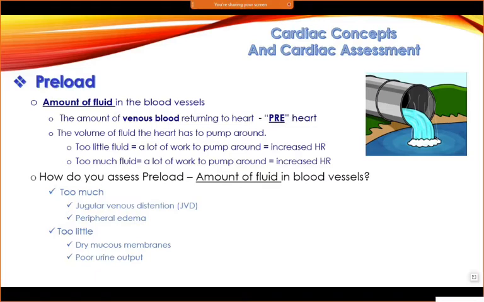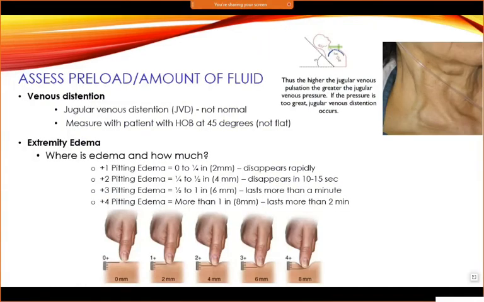So some concepts on preload. Preload is the amount of volume circulating around in the system. In case you don't know anything about venous distension or extremity edema, just refresh your assessments, because these are our preload assessments. I would want you to adequately measure them, and that's why we're always grading our edema, because we can tell if our preload problem is getting worse or better based on the amount of edema that we have.